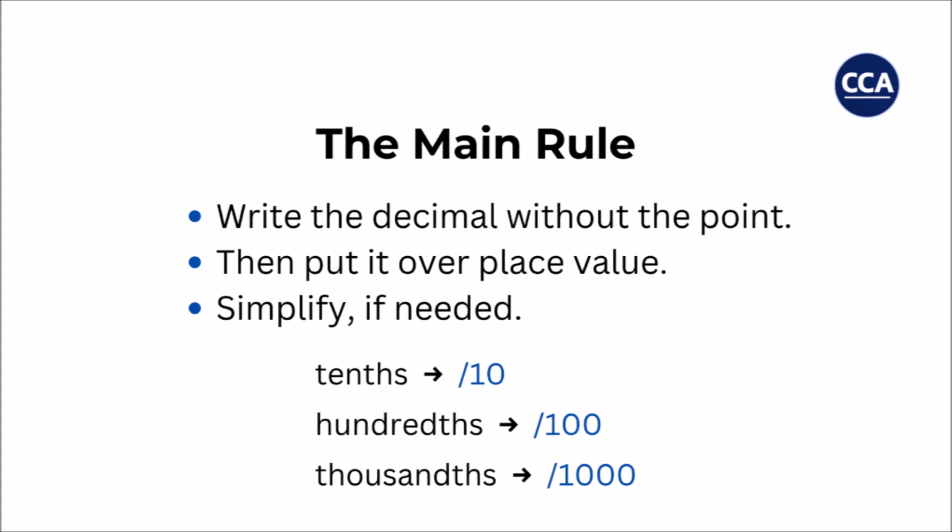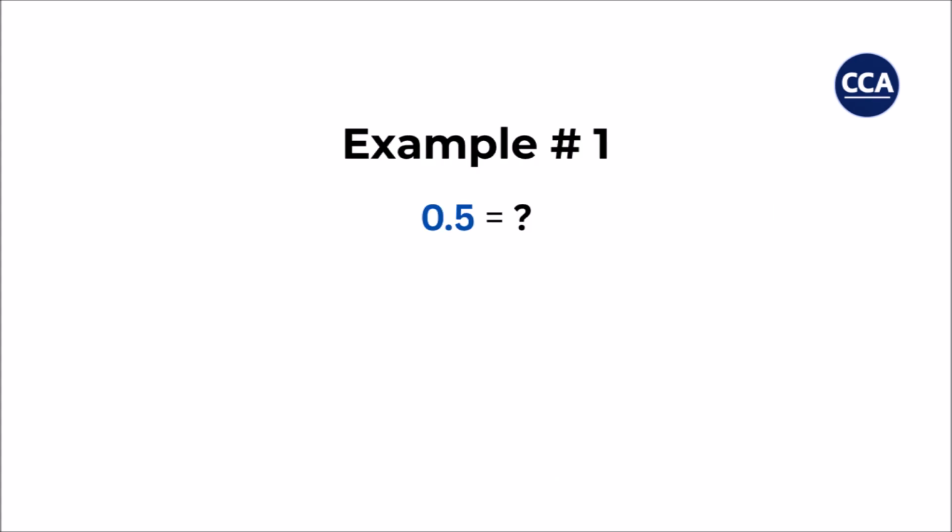Now let's actually do it. Let's start with an easy one. 0.5. First, remove the decimal point. That gives us 5. Now ask, what place value is the 5 in? It is in the tenths place. So, we write 5 over 10.